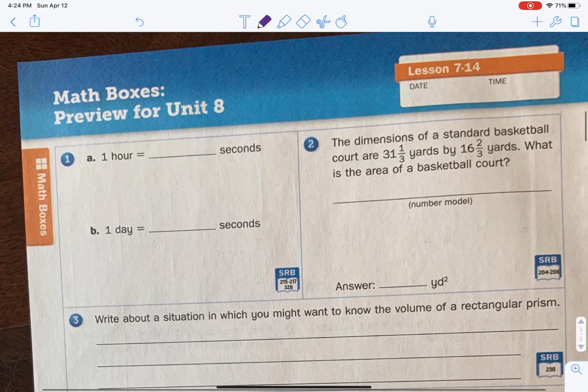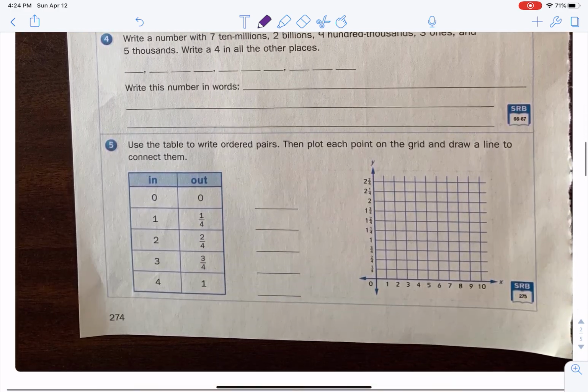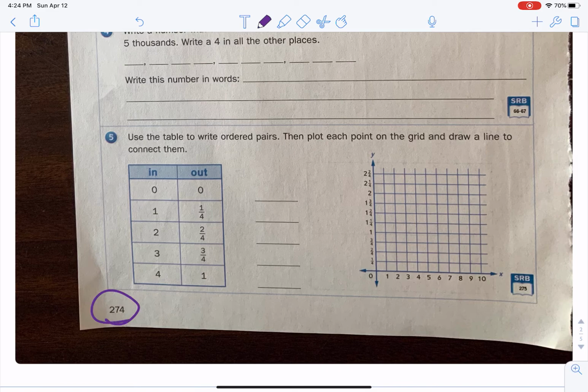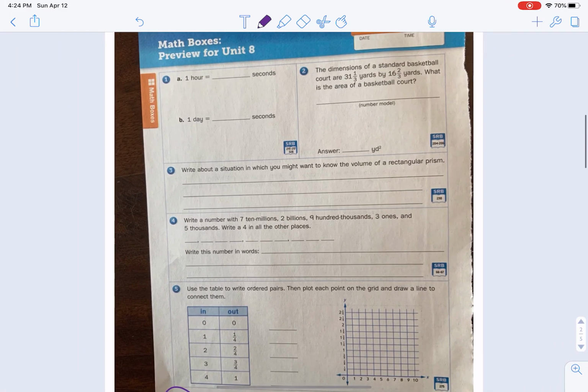All right, we're going to move on. I'm going to have you skip page 273 and instead go to 274 and take a picture of page 274, the math boxes, when you're done. And then you're finished with the assignment.